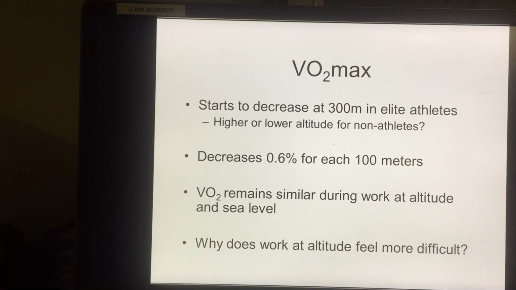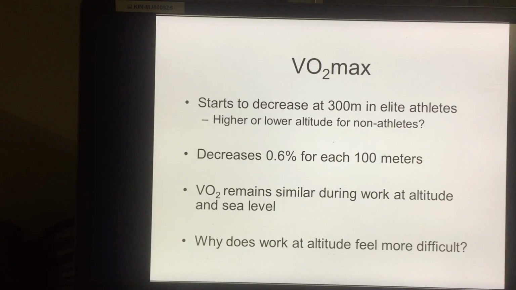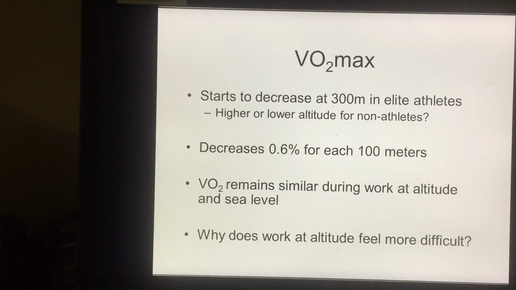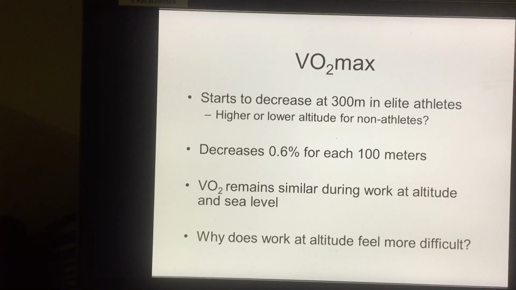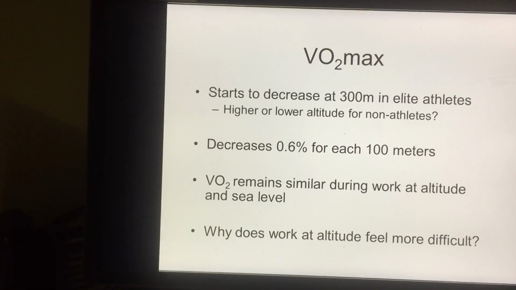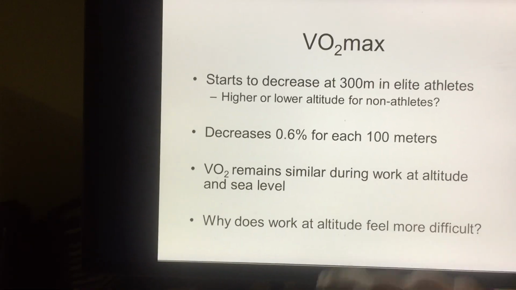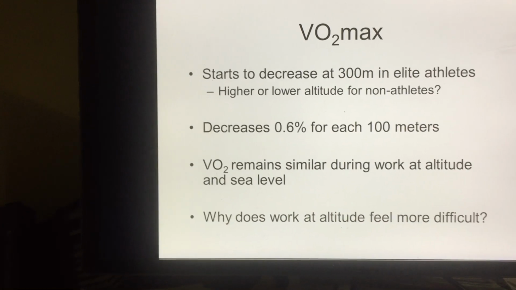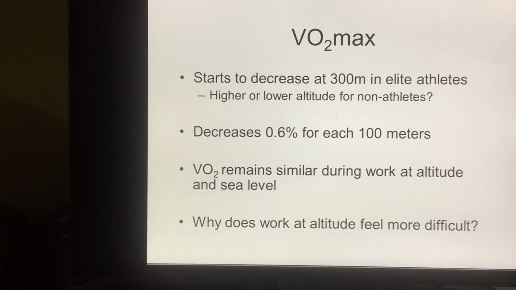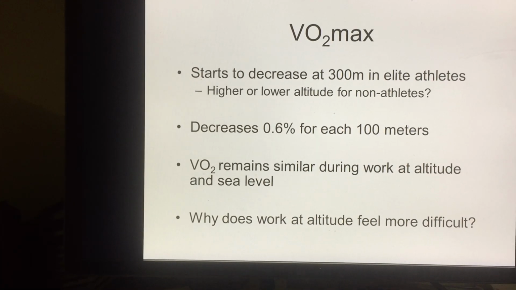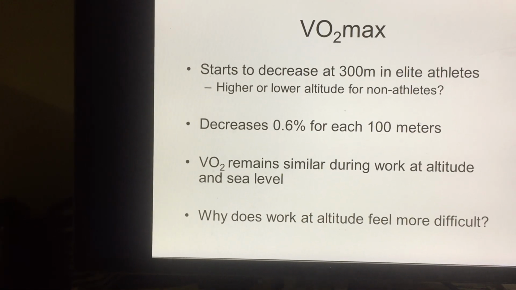You can see the VO2 max decreases by about 0.6% for every 100 meters of elevation. And your actual VO2 remains similar during work at altitude and sea level. This is if you're not working at VO2 max. So any submaximal work, your VO2 is actually the same. So the question here is, why does work at altitude feel more difficult?